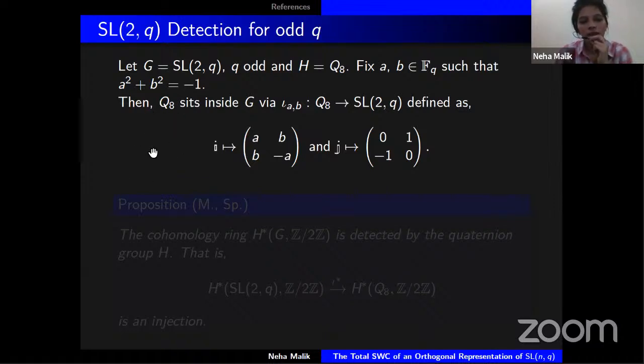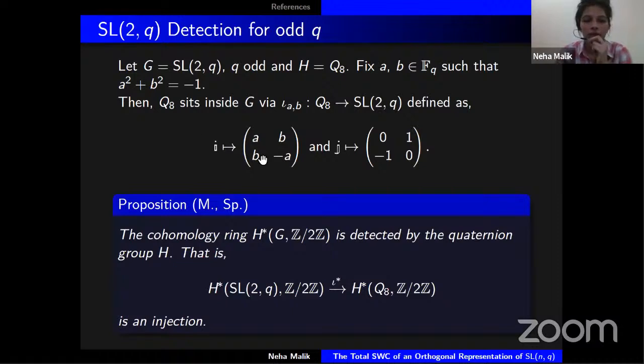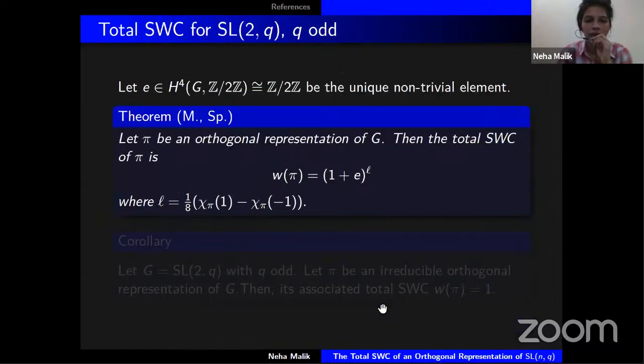In this case, this is the detection result that we have got: this copy of Q8 inside G detects its mod 2 cohomology. A nice thing to notice is that this does not depend on Q. So for all Q, we have this nice finite group which detects its mod 2 cohomology. And due to its small order, we can do all the calculation nicely here. So this is our final result for the total Stiefel-Whitney classes for SL2Q, Q odd.